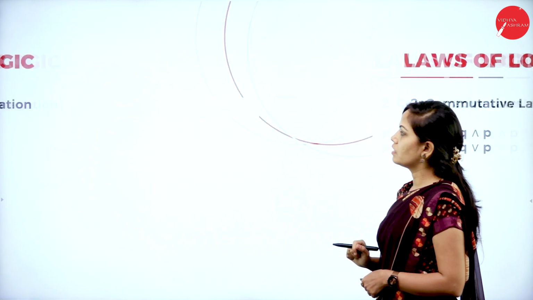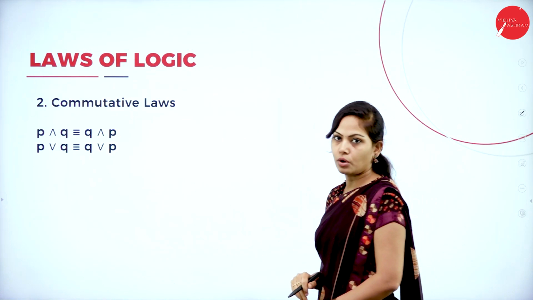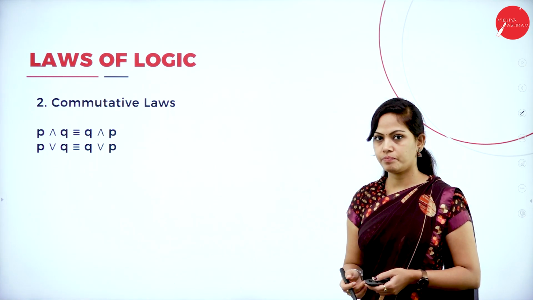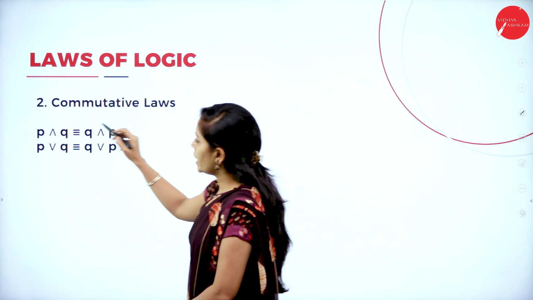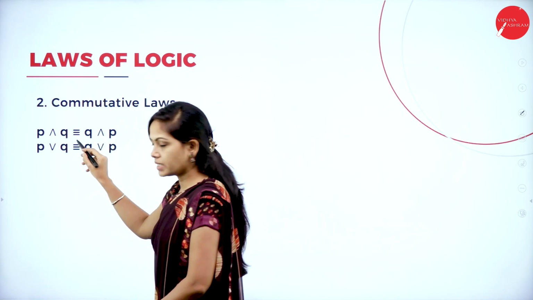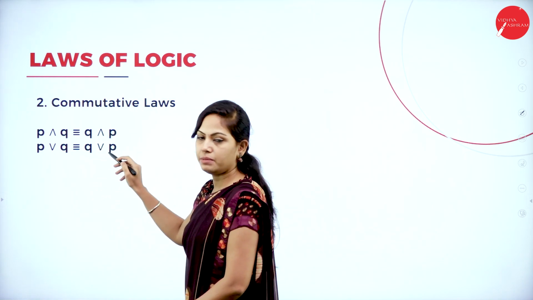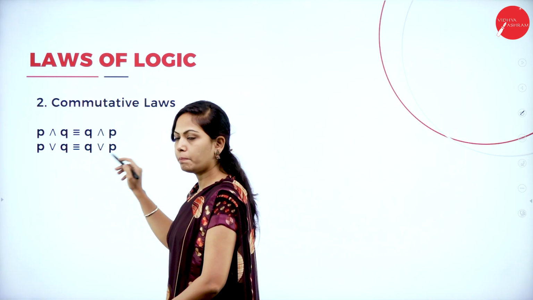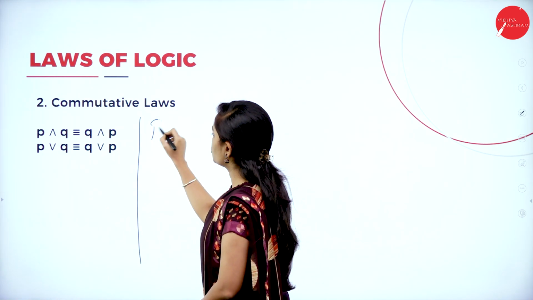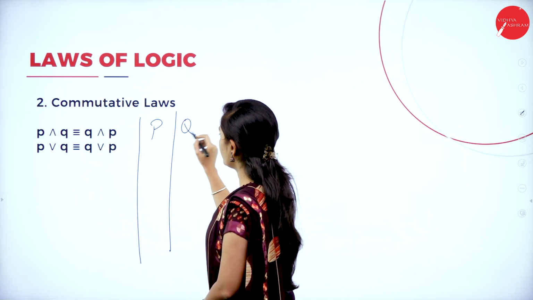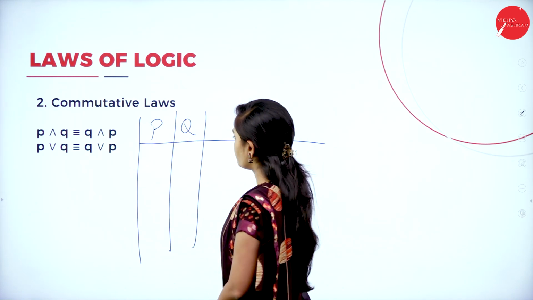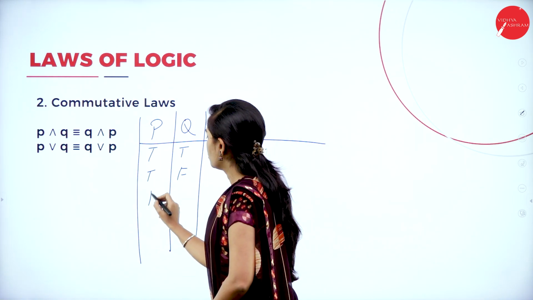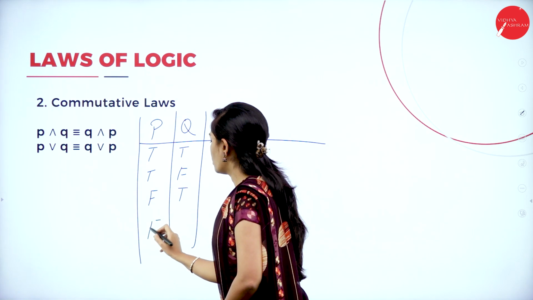And the next law is commutative law. So what is commutative law? A plus B is equal to B plus A, right? So here P and Q is equivalent to Q and P. That's it. P or Q is equivalent to Q or P. I'll write the truth table for P and Q. So what is the truth values? True, true, true, false, false, true, false, false.